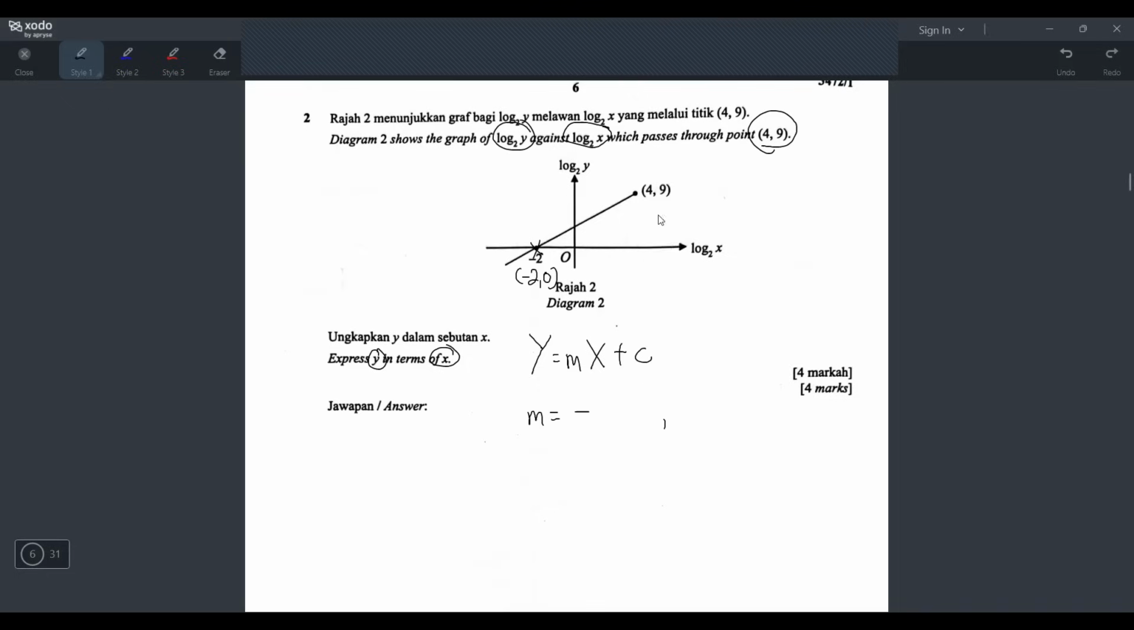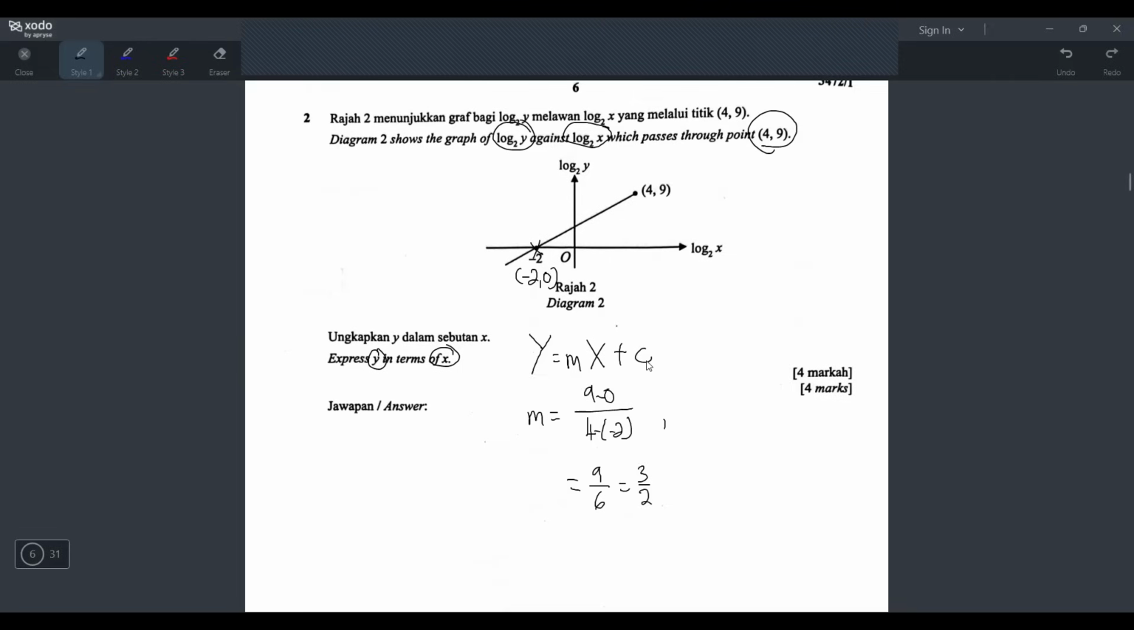So how to find the M gradient? Very simple, just take 2 coordinates and then take the Y minus Y, 9 minus 0, divided by X minus X, 4 minus -2. So you end up with 9/6, which is the same as 3/2, right? Then what about the y-intercept C?